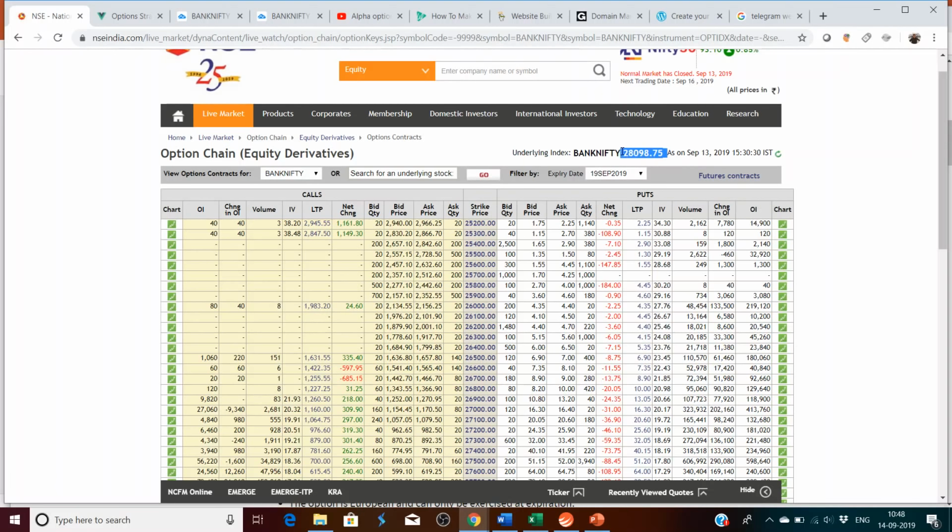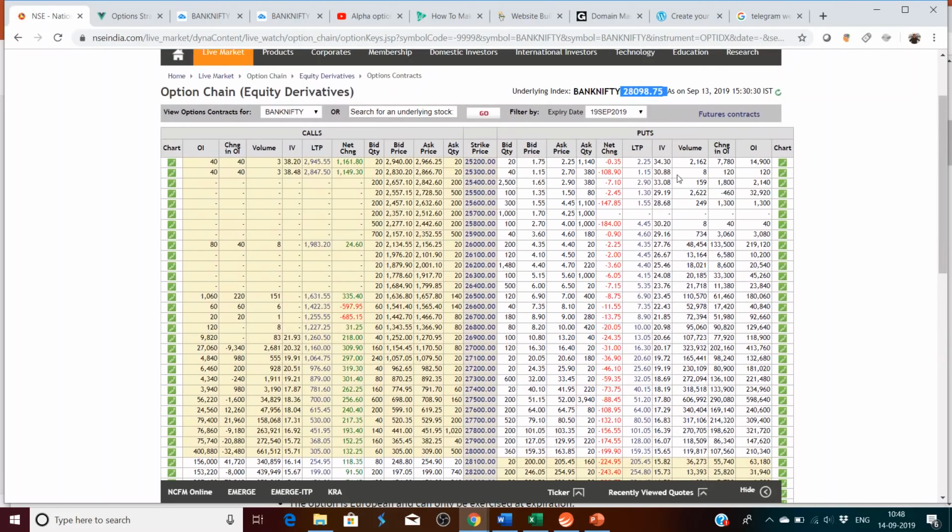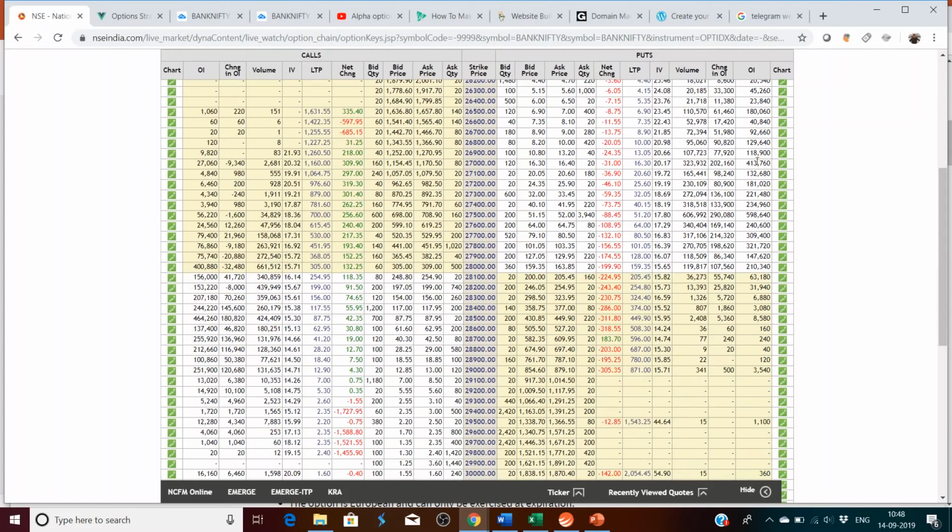So this is the spot price, 28,098. Now if you see, the spot price is 28,098. So 28,000 call and put is at the money. So the strike which is nearest to the spot is at the money, and the strike which is far, like 27,900, is one strike out of the money. And then 28,100 is also out of the money, and 28,200 is far out of the money. 28,300 is also far out of the money.